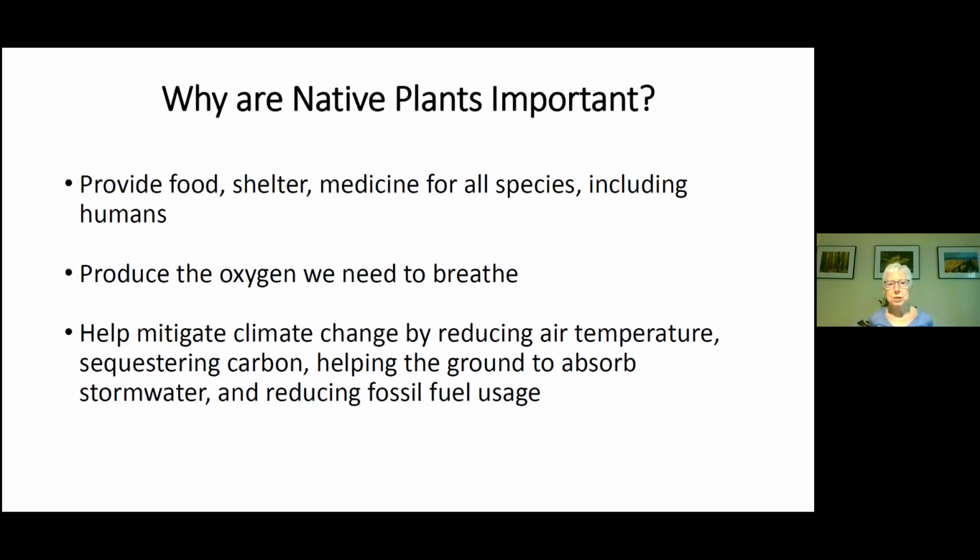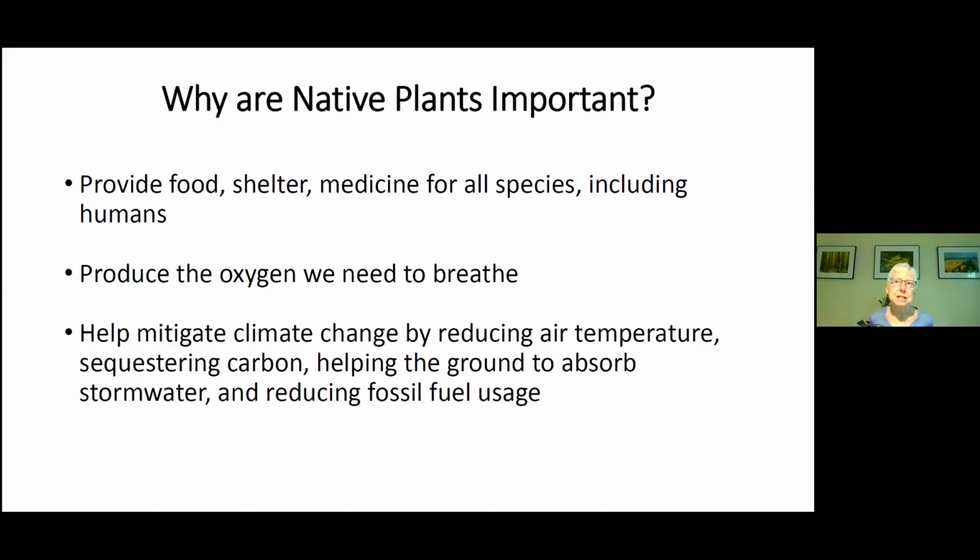Plants in general produce the oxygen we need to breathe, and they can help mitigate climate change by reducing air temperature, sequestering carbon. They produce oxygen because they remove carbon dioxide from the atmosphere and produce oxygen as one of the outputs from that chemical exchange. They help the ground to absorb storm water. And I live in Lambertville, New Jersey, which was a town hit by severe flooding from Ida. So that to me is a really important characteristic of plants.